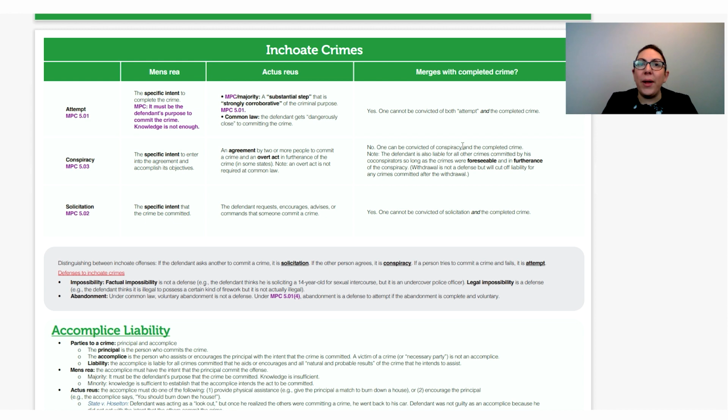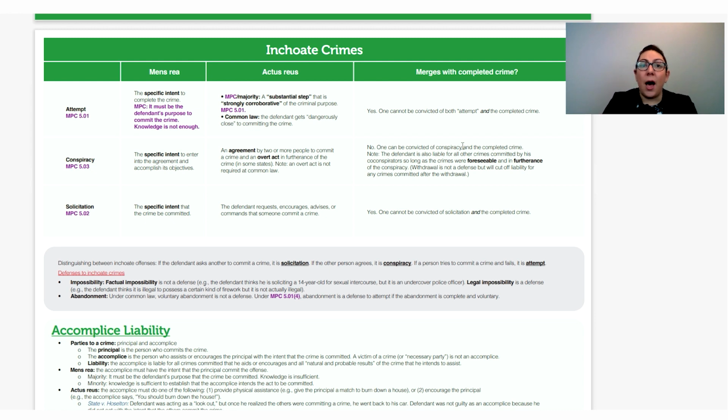The second inchoate offense we have is conspiracy. A conspiracy is an agreement between 2 or more people to commit a crime. So the mental state required is the specific intent to enter the agreement and to accomplish its objectives. So let's say, for instance, I want to rob a bank. And I turn to my friend and I say, I've decided to rob a bank. I need some help. Will you help me? Will you be my getaway driver? I will split the money with you. And my friend says, absolutely, I'll help you rob the bank. Well, my friend and I have the intent to enter into an agreement and the intent to accomplish its objectives, to actually rob the bank.